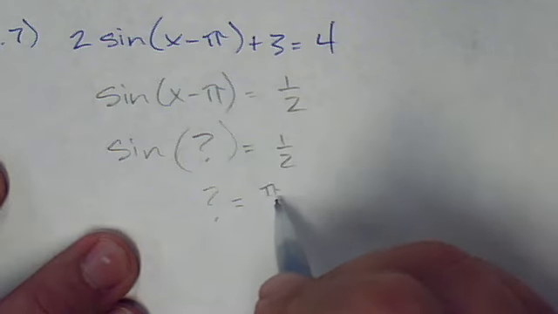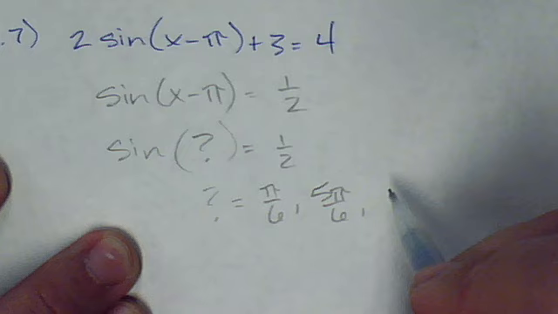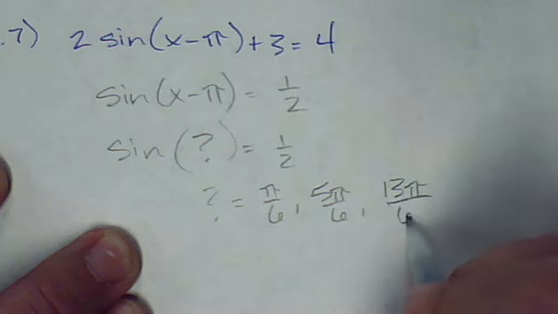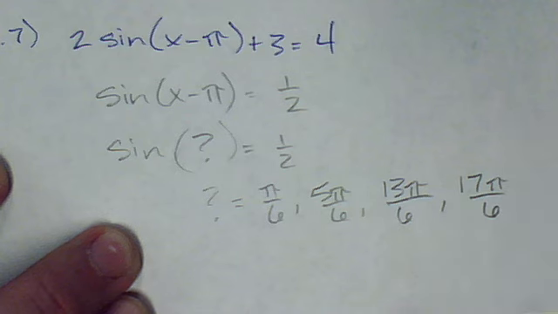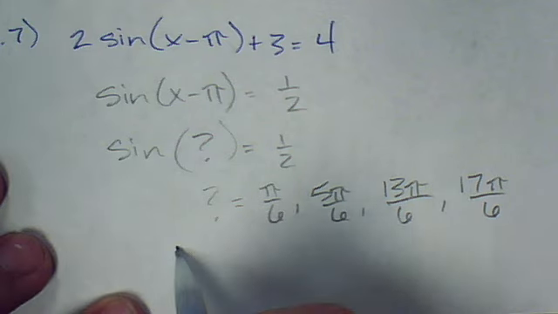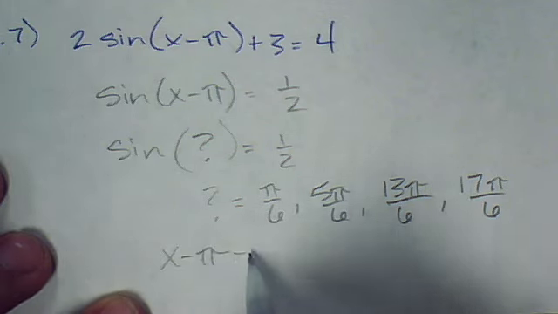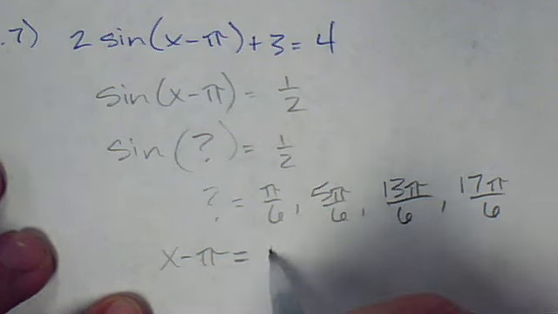So when I do that, I get pi over 6, 5 pi over 6, 13 pi over 6, because I'm going around twice now, so I just went past 2 pi, and then 17 pi over 6, which is back in that second quadrant. And then all of that equals x minus pi. Now this one's pretty simple. It looks difficult, but if I'm going to solve for x, I'm adding pi.